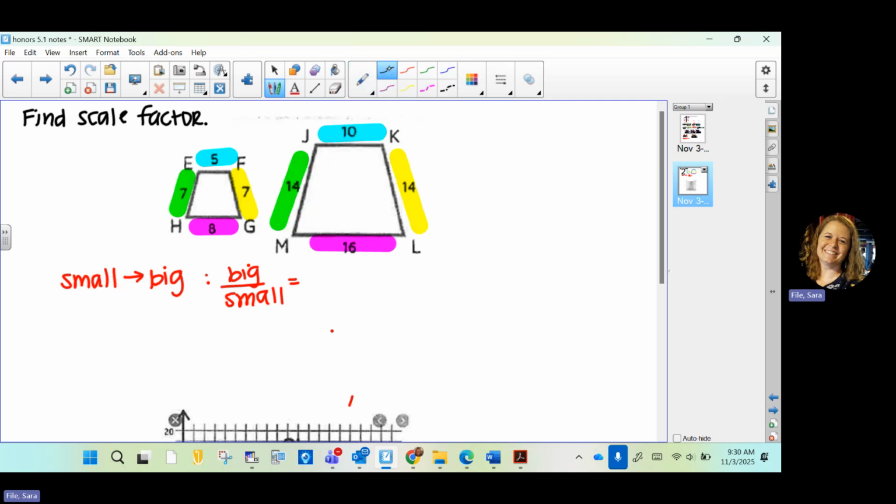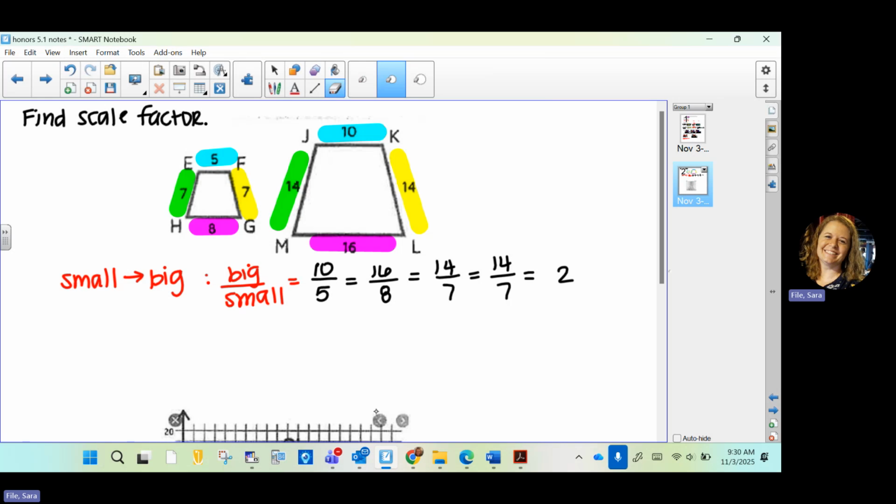So if I look at the top and I do the big is 10 and the small is 5, that should be the same as if I do the bottom or the right or the left. Do y'all see how those are all equal? What do they all come out to? 2. So it is a scale factor of 2 if you are going from small to big. Yes? Okay, so from small to big, we have a scale factor of 2.